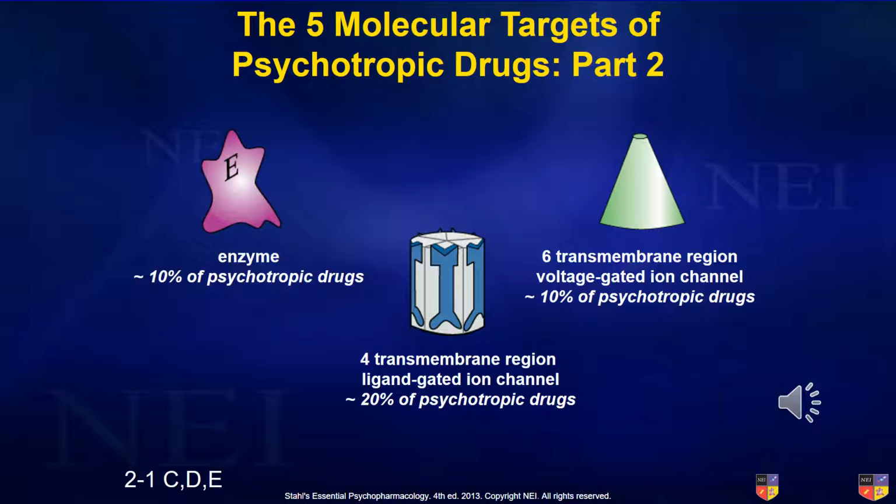And when it says ligand, it just means that the molecule of either glutamate or GABA must be binding to that site. And then up in the upper right-hand corner is what looks like a cone, and those are 6 transmembrane region voltage-gated ion channels through which about 10% of our medications work. These would be our medications for primarily bipolar disorder, and they work primarily on sodium and calcium channels.